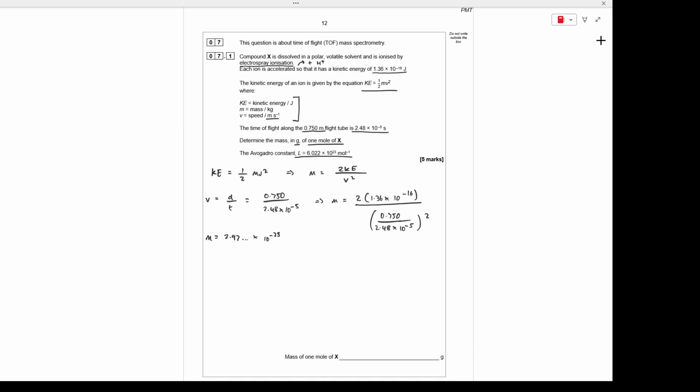And remember, earlier we've been told that the mass is in kg. But we want this in grams, so we times that by 1,000 to get it in grams, but also we want to times it by Avogadro's constant to find our mass of 1 mole, because we currently just have the mass of 1 ion. So let's find the mass of 1 mole in grams. That's going to equal 2.97 times 10 to the minus 25 times by 1,000 and then times by 6.022 times 10 to the 23, which is equal to 179 to 3 significant figures.